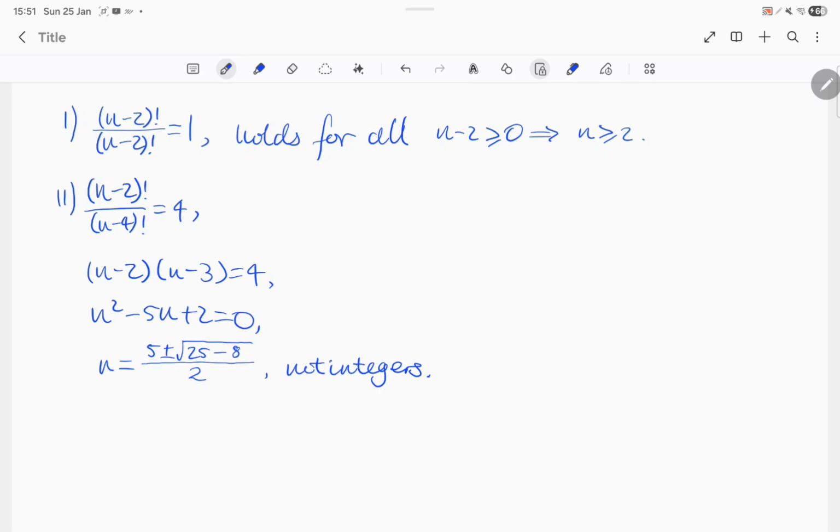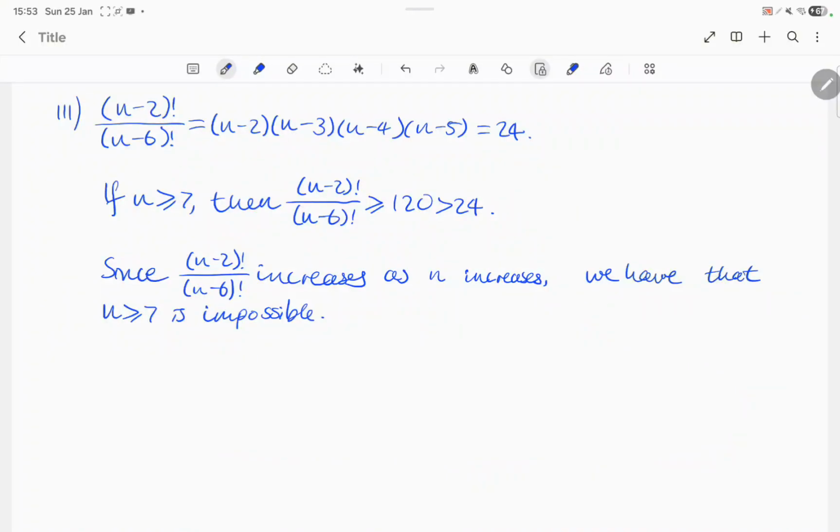We can also look at part 2. Substituting in 2 gives (n minus 2)! over (n minus 4)! is equal to 4, and this means that (n minus 2)(n minus 3)(n minus 4) all the way to 1, all over (n minus 4)(n minus 5) all the way to 1 is equal to 4, and thus cancelling terms, this gives (n minus 2)(n minus 3) is equal to 4. Solving this equation gives two solutions of n. However, these solutions are not integers, and therefore there are no solutions for n.